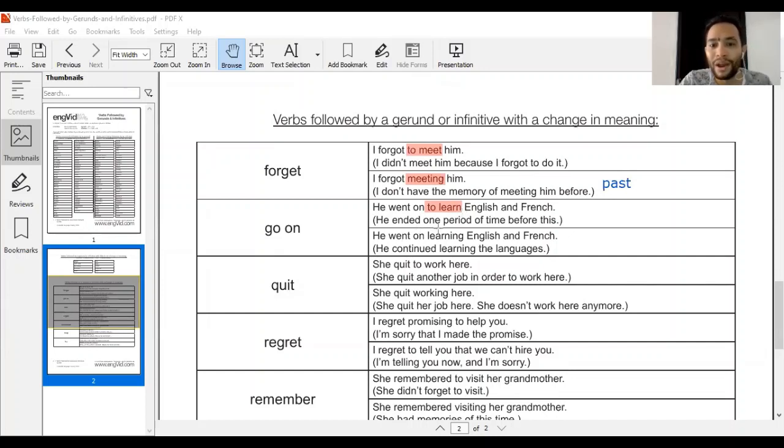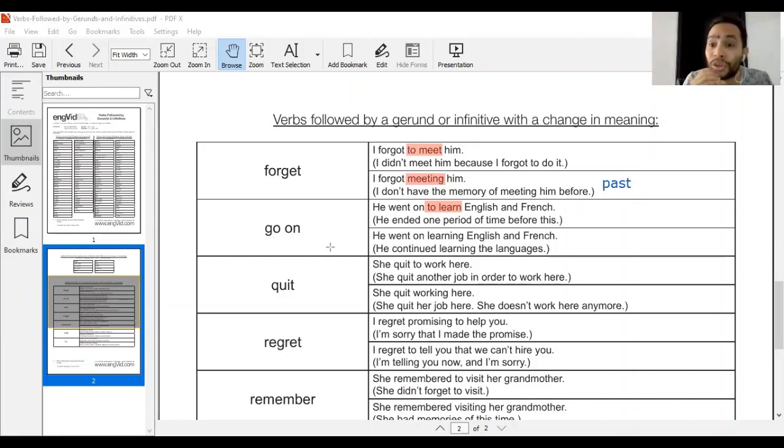So what does went on to do something mean? Take a look at what it says. He ended one period of time before this. I mean, let's say he was learning something. He wasn't learning English. He wasn't learning French. Let's say that he was learning a different language, let's say German, right? He was learning German, but now he finished German. He's not learning German anymore, but he wants to continue, because go on means continue.